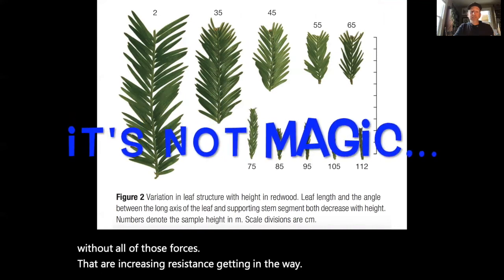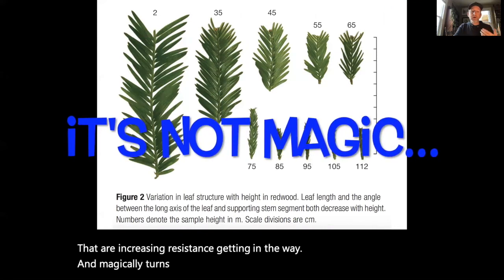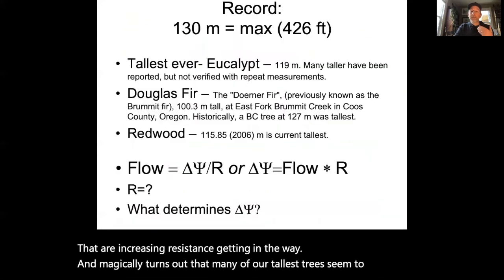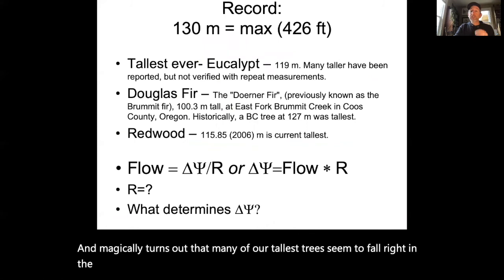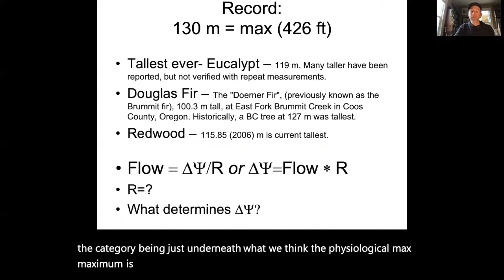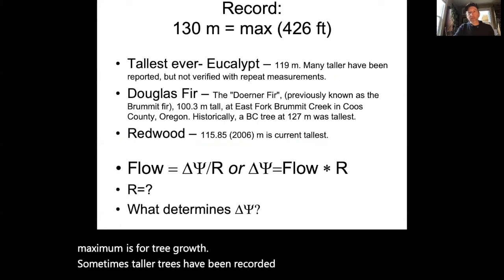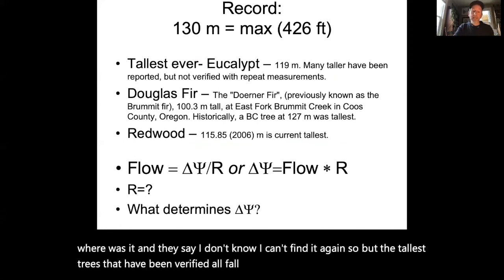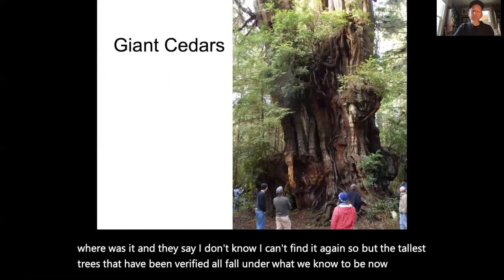And magically, it turns out that many of our tallest trees seem to fall right in the category of being just underneath what we think the physiological maximum is for tree growth. Sometimes taller trees have been recorded, but not verified often. Trees that have been verified all fall under what we know to be now a physiological limit.